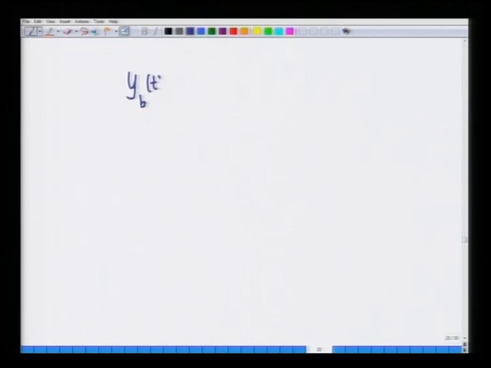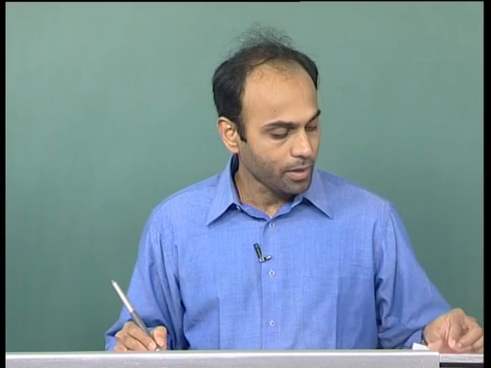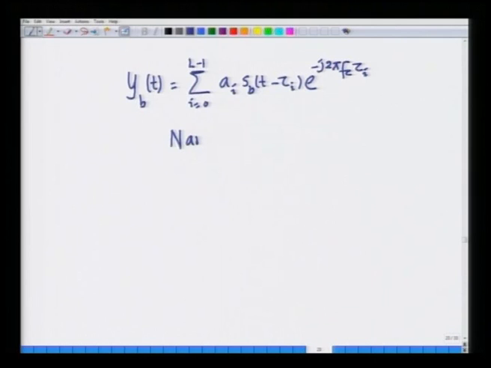All right. So, let me describe this in a little bit more detail. Let me write this here again, that is y b of t, the received complex baseband signal, can be simply given as the sum, i equals 0 to L minus 1, A i s b of t minus tau i, e power minus j 2 pi f c tau i. A i is the attenuation, tau i is the delay of the ith path. And now let me make a simplifying assumption which I will call the narrow band assumption, popularly known as the narrow band signal assumption. Let me describe what that means and give you an example.